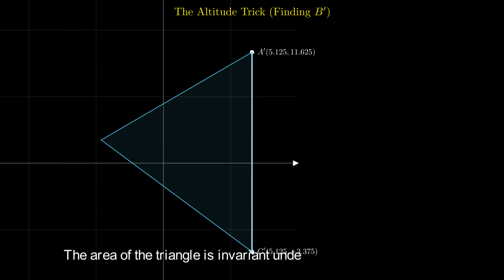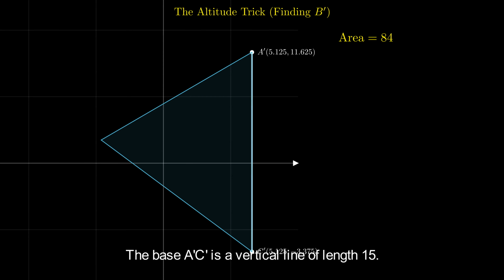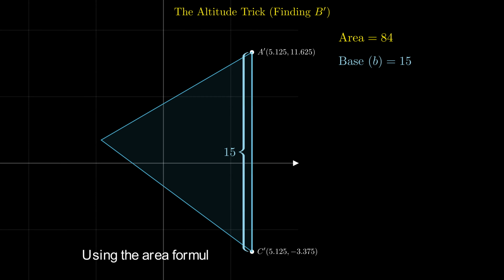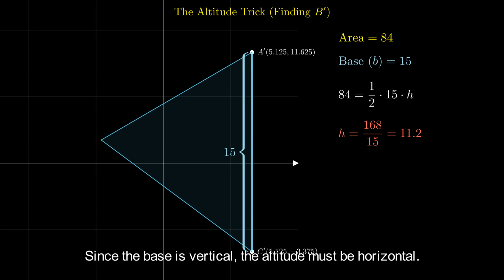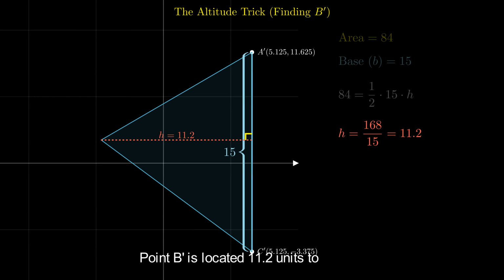The area of the triangle is invariant under rotation. It remains 84. The base A'C' is a vertical line of length 15. Using the area formula, we calculate the height to be 11.2. Since the base is vertical, the altitude must be horizontal. Point B' is located 11.2 units to the left.